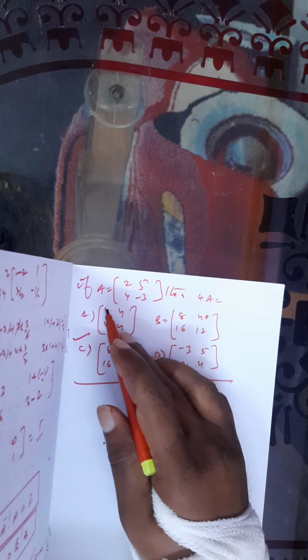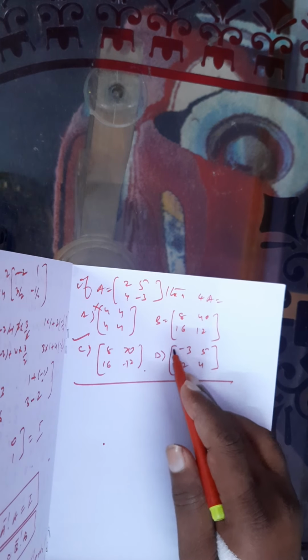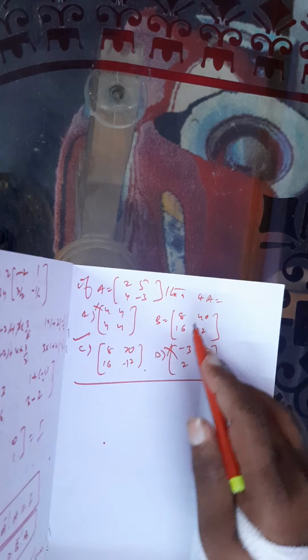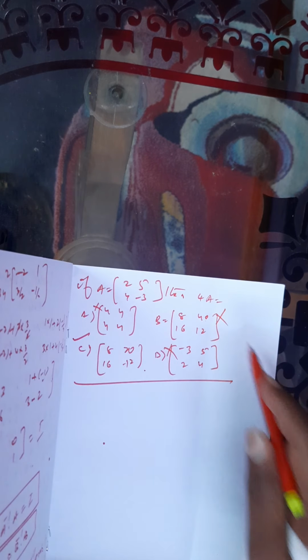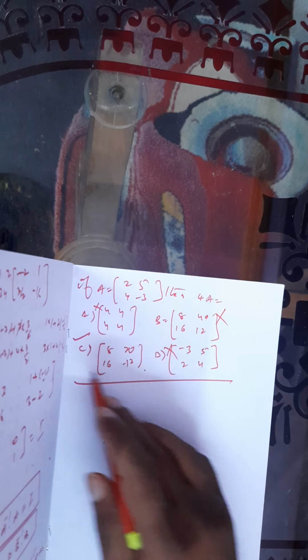4 2s are 8, so we can cancel this. Why? Because 4 2s are 8, 8 not there, and 4 2s are 8, 8 not there. So this is not your matrix. First we got the first value, second we have to check: 4 5s are 20, here 40. So this is not your answer. So this is your answer. Logically we can do it like this.